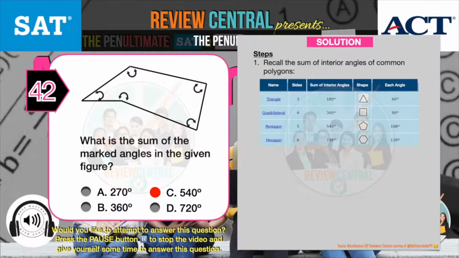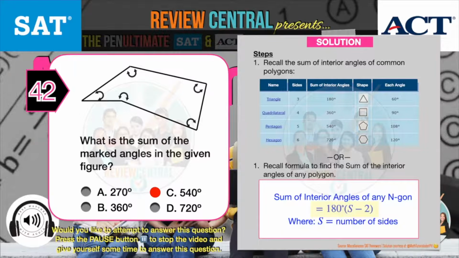You should memorize the sum of the interior angles of your most common polygons, at least up to 6 sides, that is, triangle or 3-sided is 180, quadrilateral or 4-sided is 360, pentagon or 5-sided is 540, hexagon or 6-sided is 720. But what if you can't really recall the sum of interior angles of your common polygons?